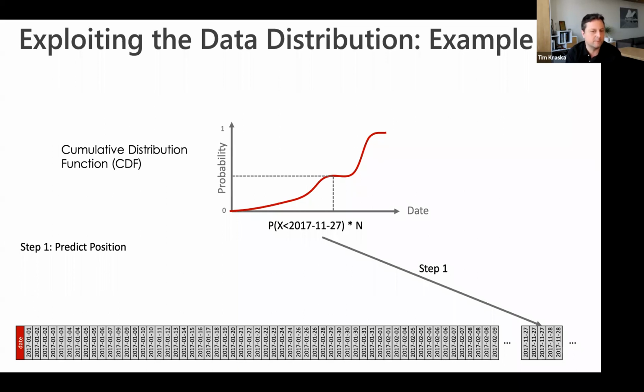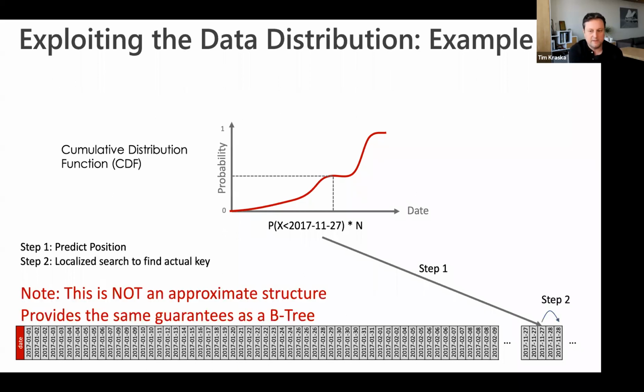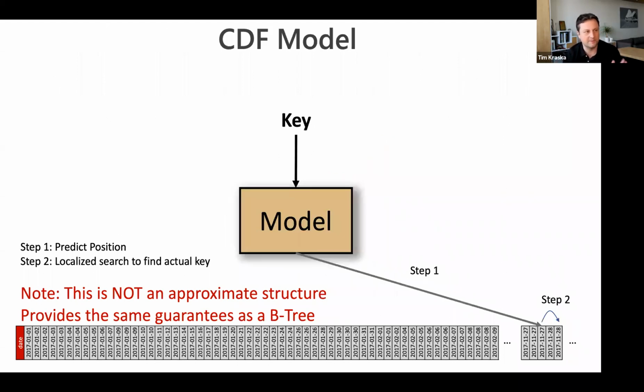If the CDF obviously is not perfect, I might have to do some local search around. And given that I know all the data is sorted by the date, which is a requirement to support range requests, it's relatively easy to do this correction. So again, this is not an approximate structure. It provides the same guarantees as a B tree because of the local search at the end, which guarantees that if the key exists, you will find it. So far, so good. What we did is replace the B tree structure with a model which gives us a position estimate.